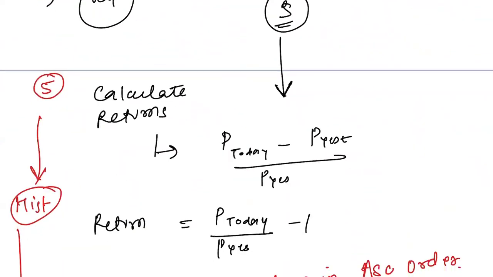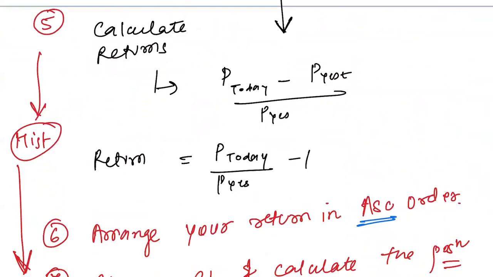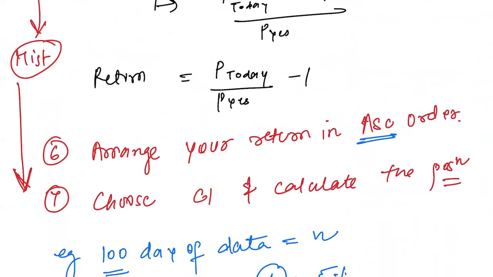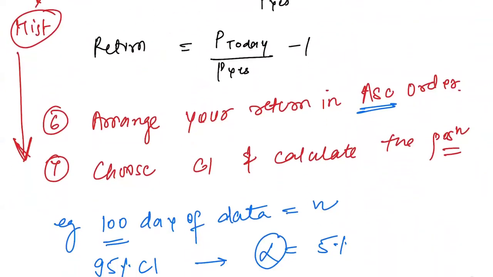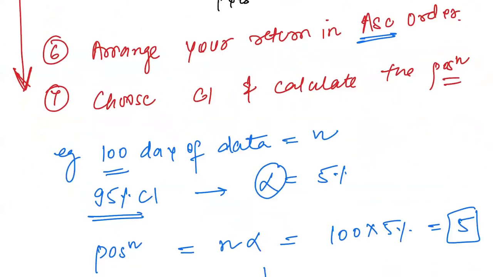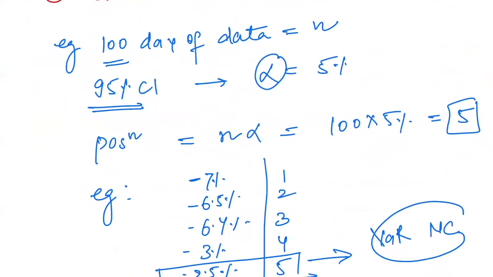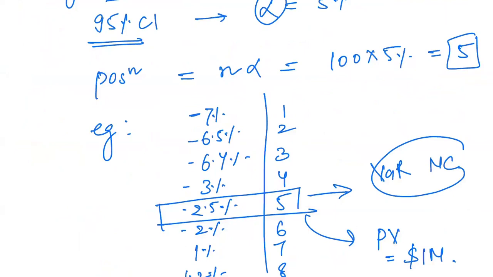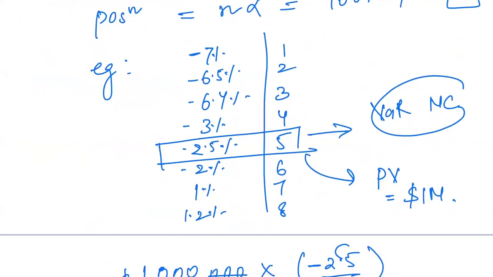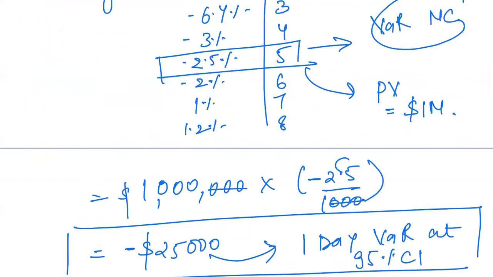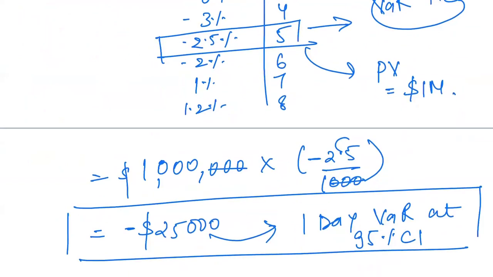Once you have the stock prices, you calculate the returns. Once you calculate your returns, arrange your returns in ascending order, choose a confidence interval and calculate the position. Whatever return is at that position, let's say in this case it is negative 2.5%, multiply that with the portfolio value. In this case, let's assume we have taken $1 million. Multiplying your portfolio value with your return at a specific position will give you value at risk at that specific confidence interval.